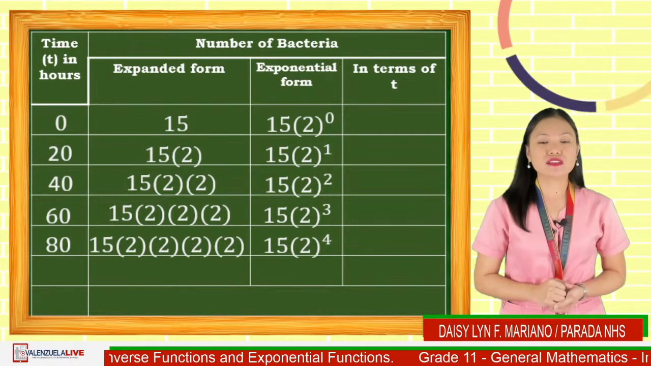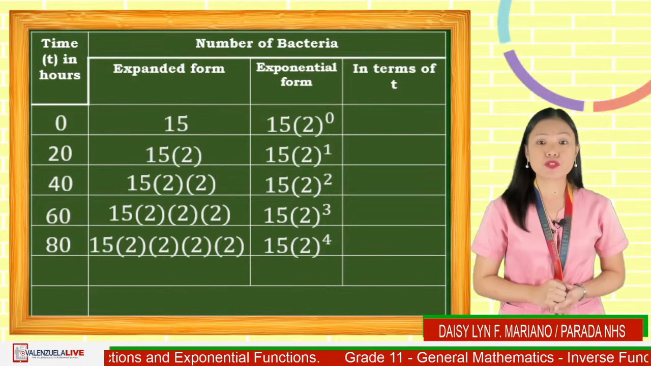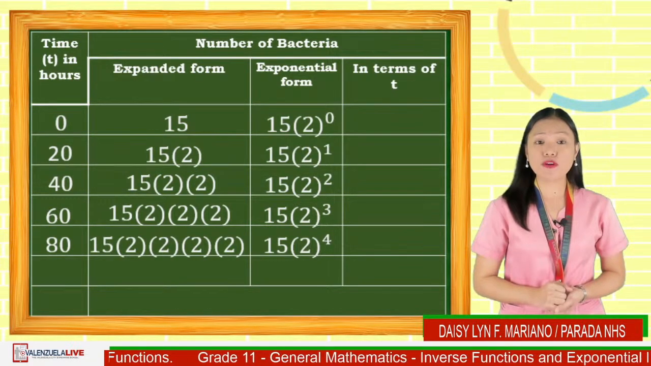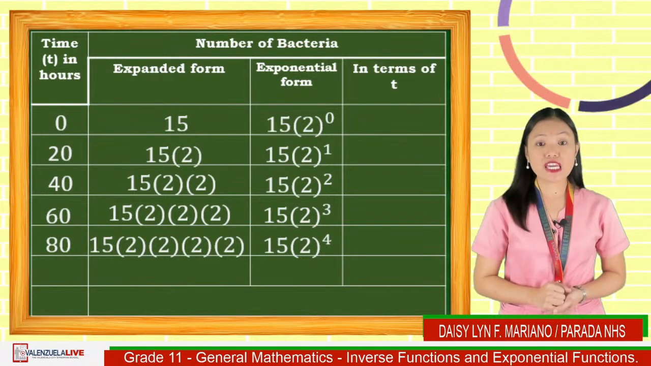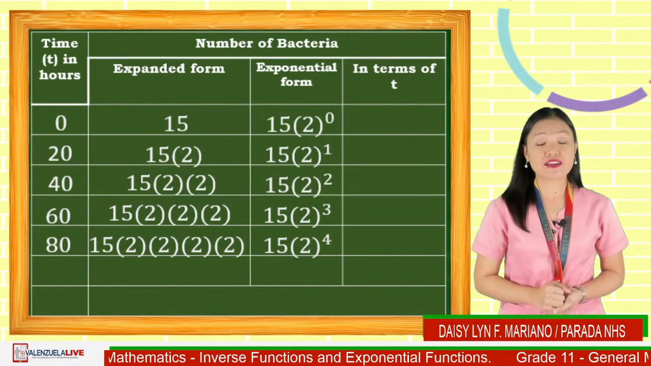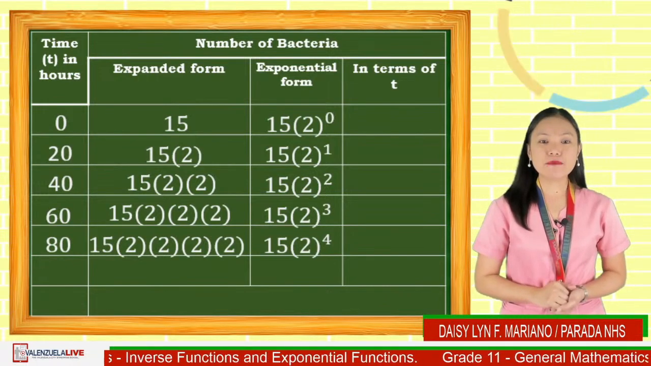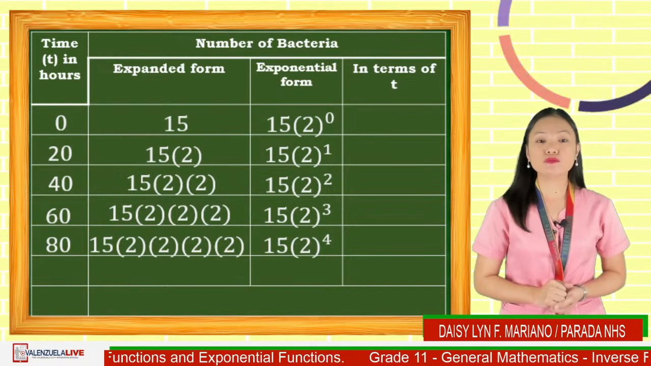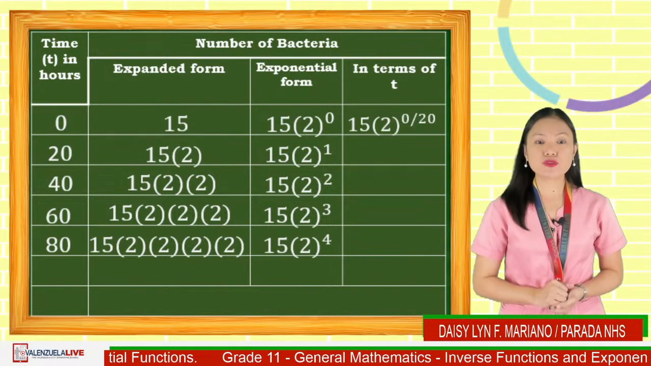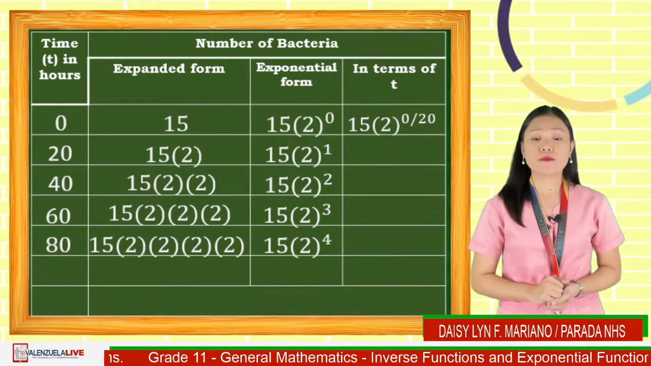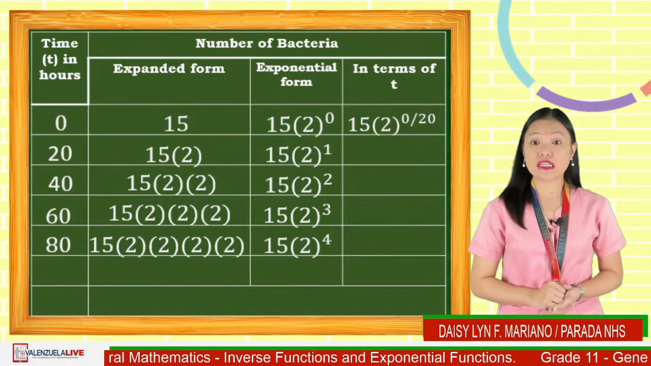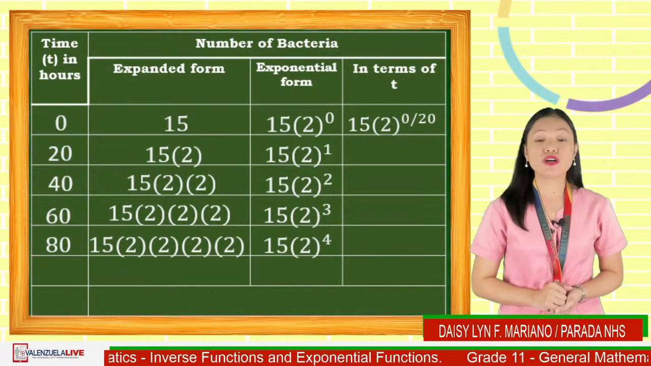Now, let us fill in the number of bacteria in terms of t by observing the exponents on the third column. How could we get the exponents 0, 1, 2, 3, and 4, considering our time as 0, 20, 40, 60, and 80? Great! By simply dividing the number of hours in the first column by 20. That is, to get 15, we rewrite it as 15 times 2 raised to the quotient of 0 and 20. Since 0 over 20 is 0, then 2 raised to 0 is 1. Then multiplying by 15 will give us an answer of 15.